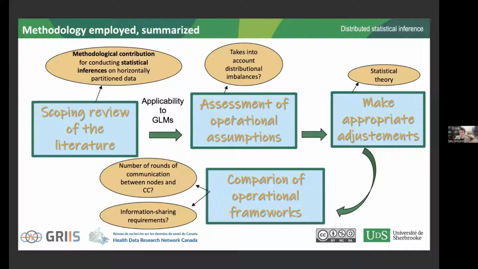If not, then we used statistical theory to make appropriate adjustments to make them usable in healthcare data. And from there, for each method that we found, we designed an algorithm that makes them applicable to the context of healthcare research. And from that algorithm, we compared the operational complexity and the information requirements of each of the available methods.